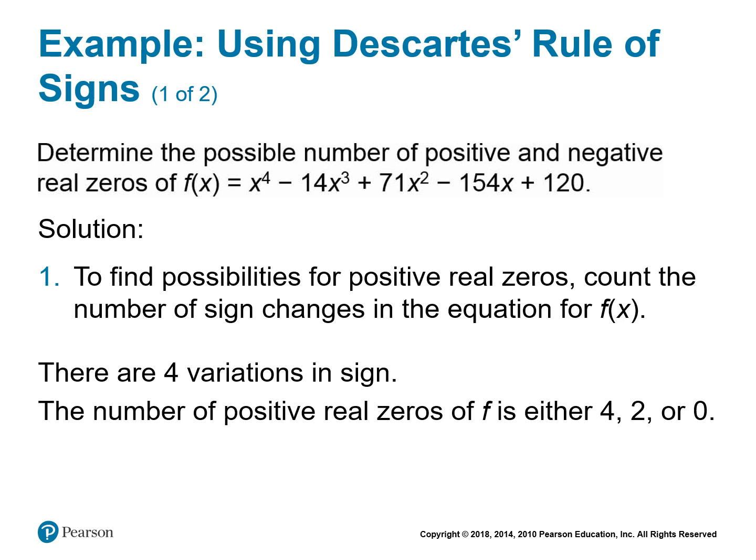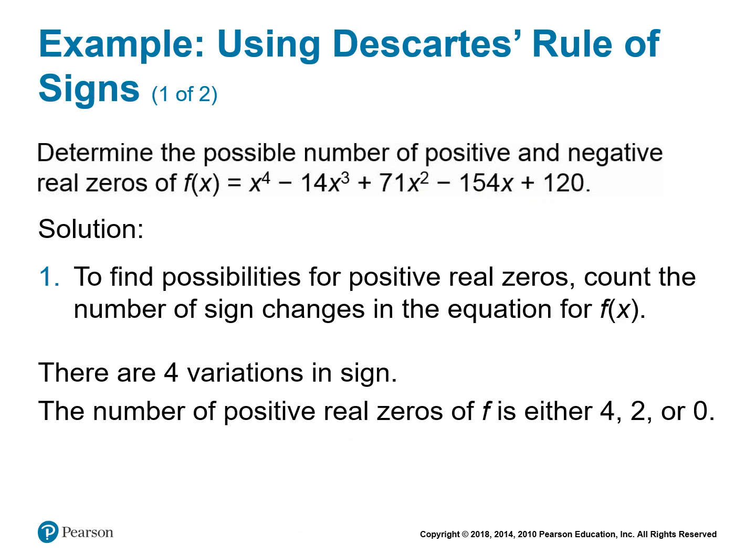So let's look at this example here. It says determine the possible number of positive and negative real zeros of f of x in this polynomial. All right. So first we'll start by looking at the positive real zeros. To determine positive real zeros, we just need to look at the polynomial exactly as given and see how many sign changes are involved.